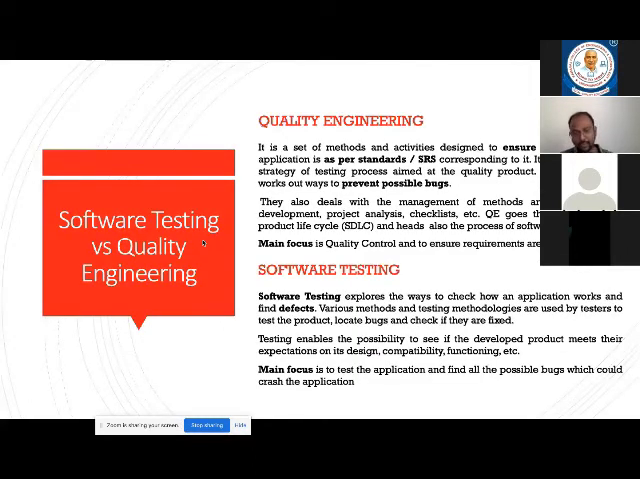Next, let's see what became the traditional software testing, and how did we move to quality engineering, and why this has come into the picture. What's the difference between them? So quality engineering, we were saying that it stands with certain principles and it looks at certain quality aspects, and it will work as per the standards or the software requirement specification.